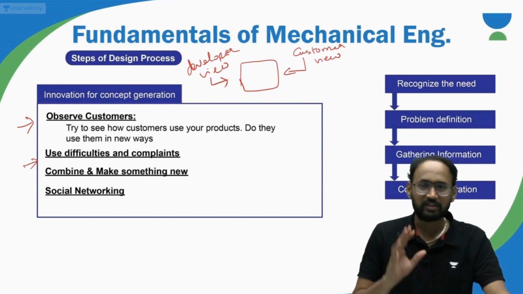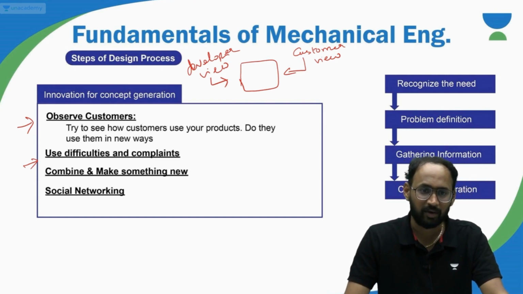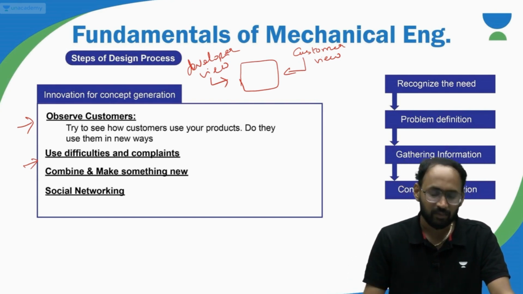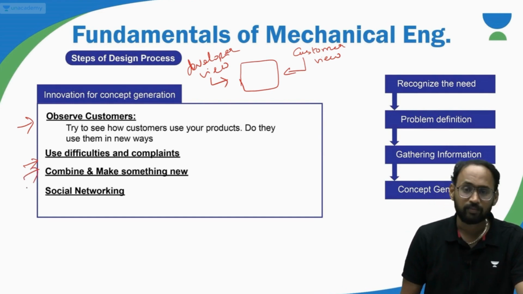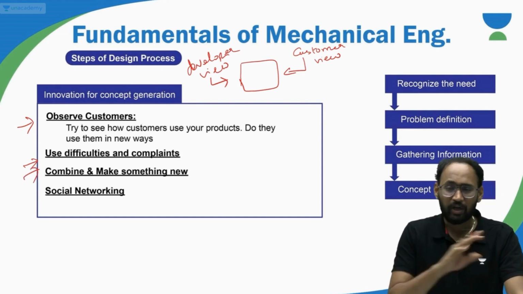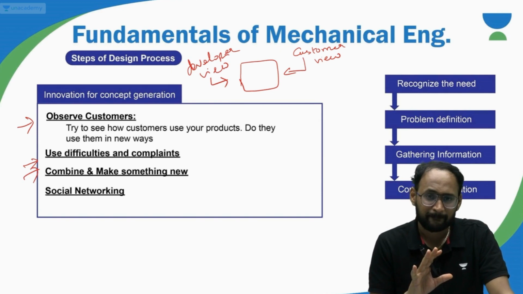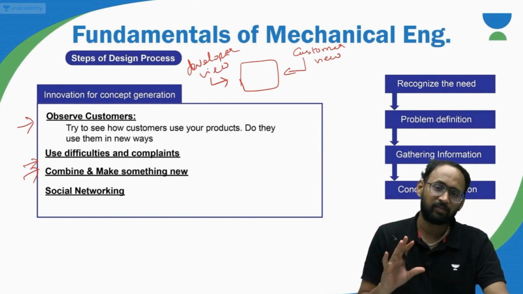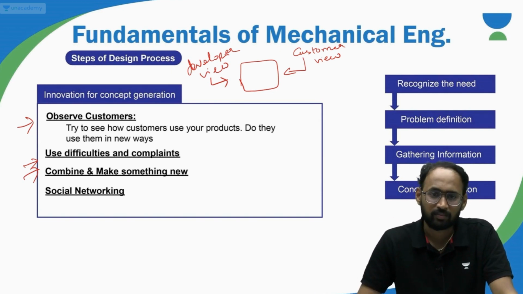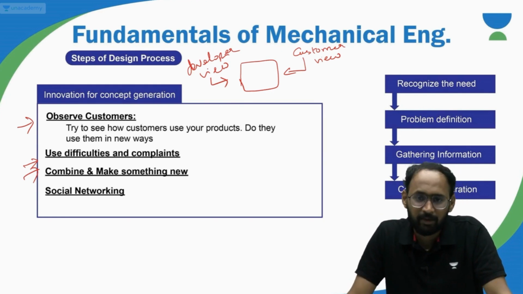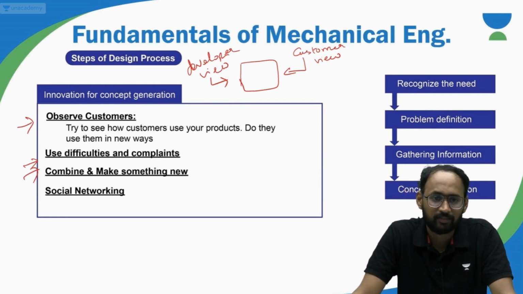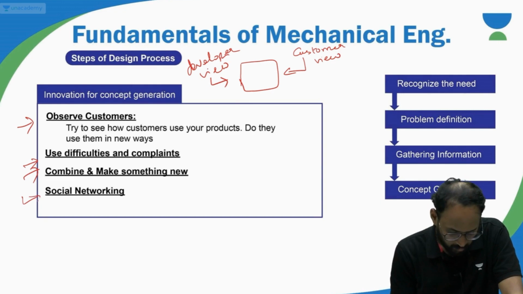That's a concept, or that's also an innovation. Combine and make something new. So here you combine a lot of ideas, or a lot of inputs, and make something new. Get some A input and B input and try to make C. Very simple. Okay. Social networking.